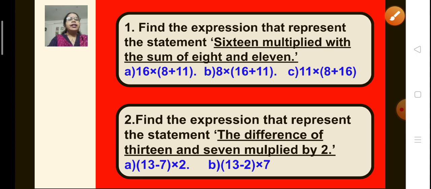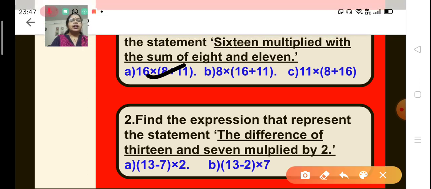Now find the expression that represents the statement 16 multiplied with the sum of 8 and 11. So which one is the correct expression here? Let's look at the first one, 16 multiplied by 8 plus 11. Yes, this is right, it matches with the statement, isn't it? Other options are different. So the right option is this one.